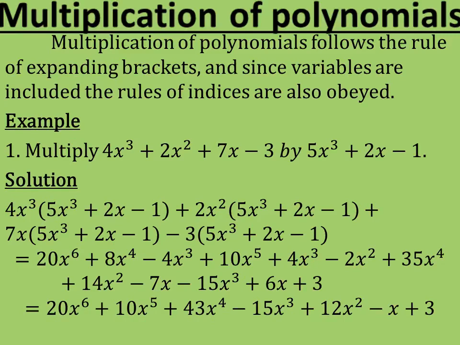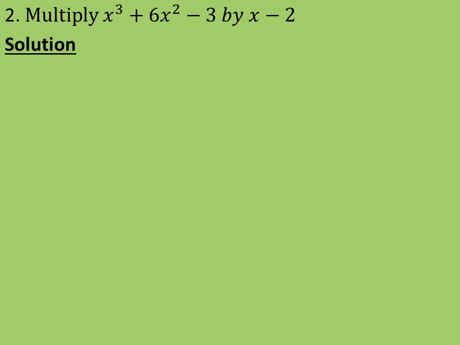So here is another example. x raised to power 3 plus 6x squared minus 3, by x minus 2. Just like we have done in the previous example, what we are going to do here is multiply each term. Just take any of the two expressions. The most important thing for you to do is to make sure you multiply each term of the expression that you take by the whole of the other expression.